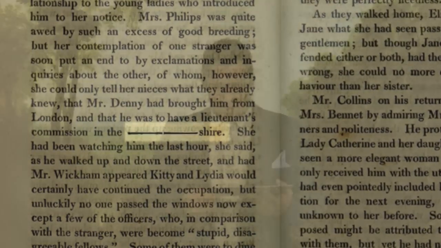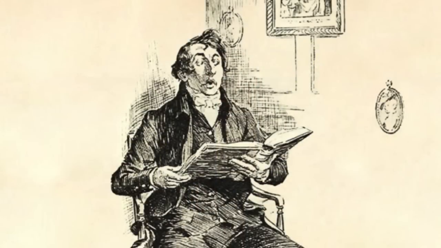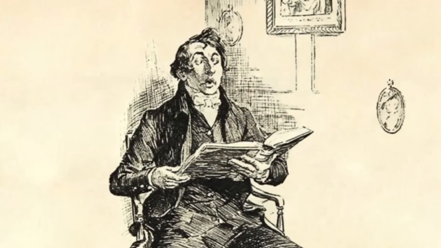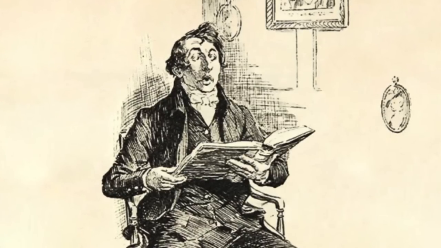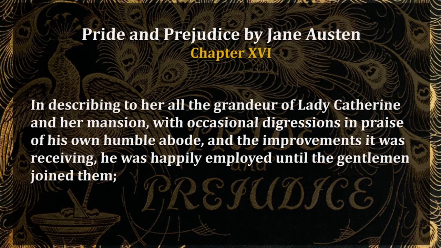That being said, she goes about to develop the two characters of Wickham and of Collins in this chapter. We'll start with Collins as the shorter of the two, so to speak. Notice at first that she says that Collins goes on and on about Lady Catherine de Bourgh. At the very start of chapter 16 it says, in describing to her all the grandeur of Lady Catherine and her mansion, with occasional digressions in praise of his own humble abode and the improvements it was receiving, he was happily employed until the gentlemen joined them.